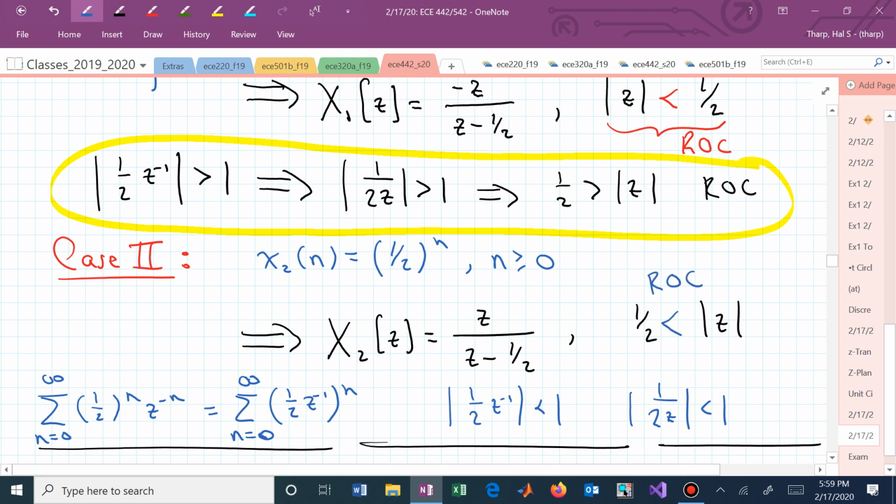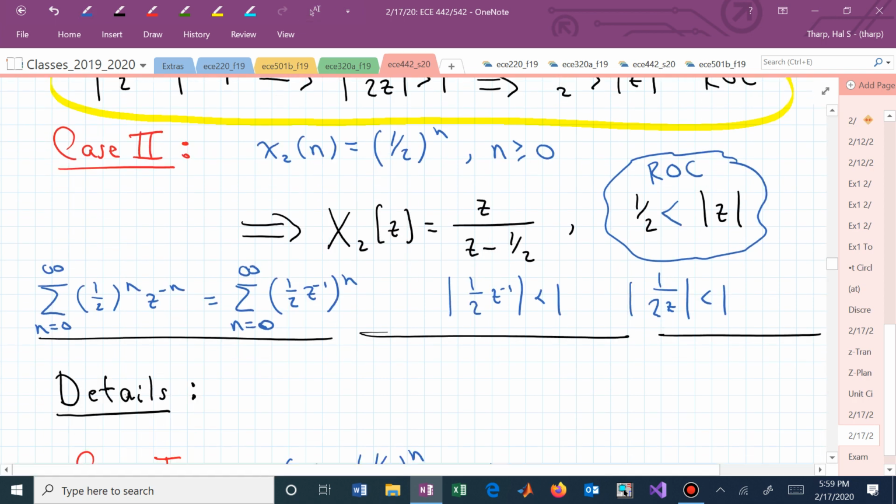and I hope now you see that our region of convergence for case number 2, that would end up with this z transform, capital X sub 2 of z, equaling z over z minus 1/2, with the region of convergence being outside, all values of z beyond this value of z equaling 1/2.